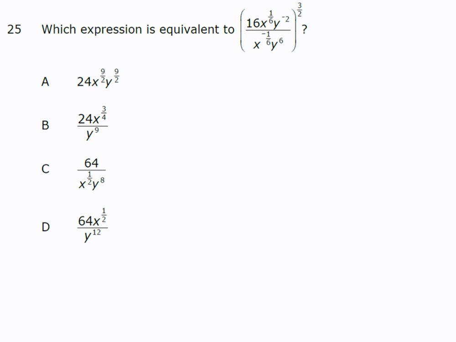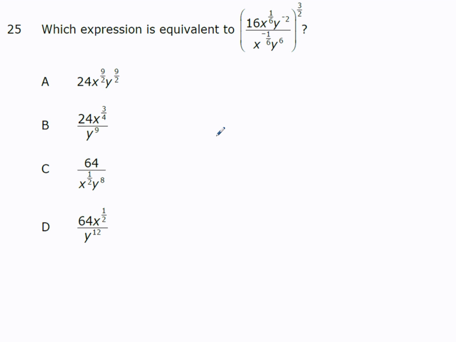Number 25. Which expression is equivalent to 16 x to the 1/6 y to the negative 2 divided by x to the negative 1/6 y to the 6th, all raised to the 3/2 power? Now you can do this one a couple different ways. You can either simplify the inside first, or you can get rid of the 3/2 power first by distributing it in. What I'm going to do is simplify the inside first and then do the 3/2 power.